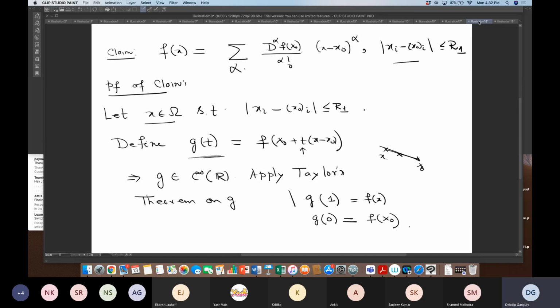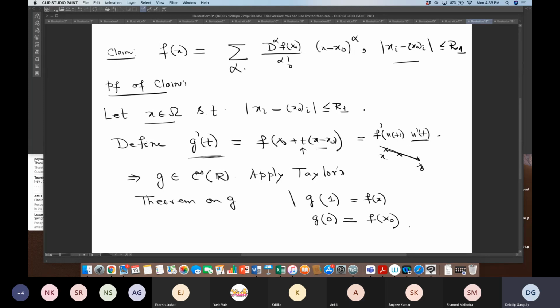Now what is the meaning of f prime here? This is a composition of two functions: f of u of t, where u of t is x naught plus t times x minus x naught. You have to use the chain rule. So g prime of t is f prime into u prime of t. And what is u prime of t? That will be x minus x naught.